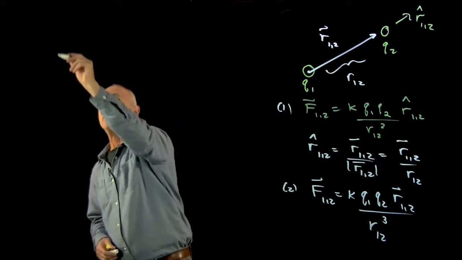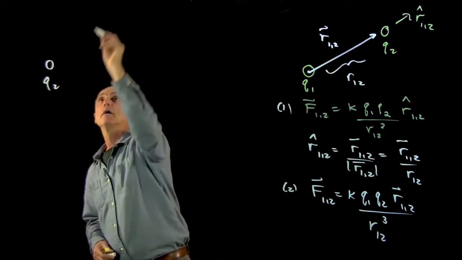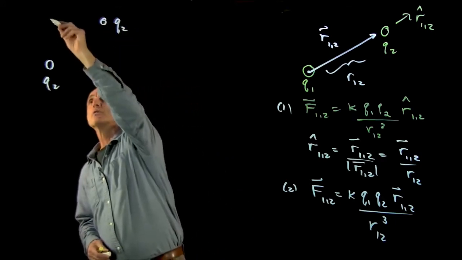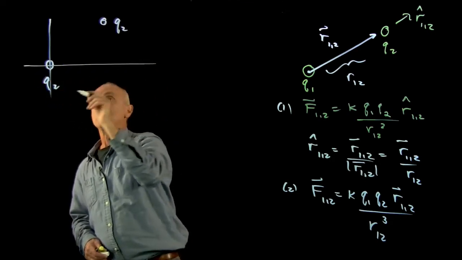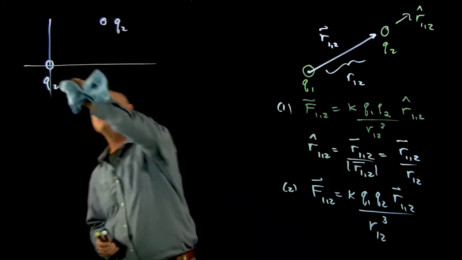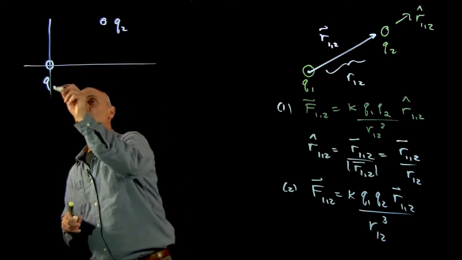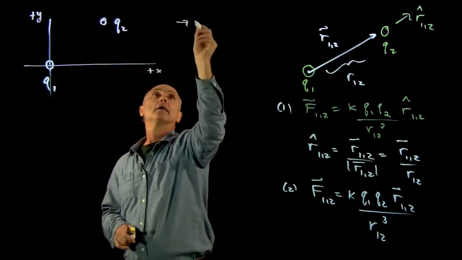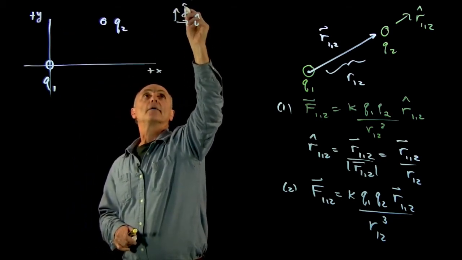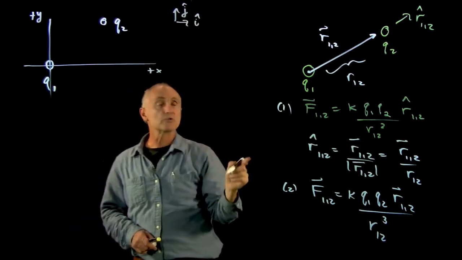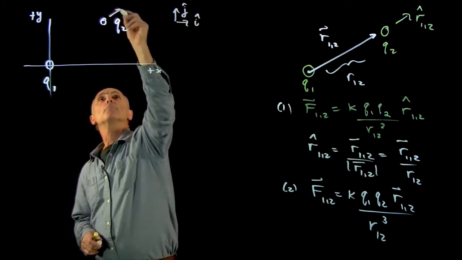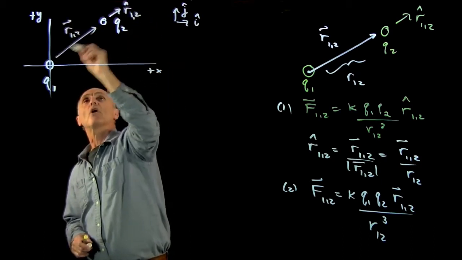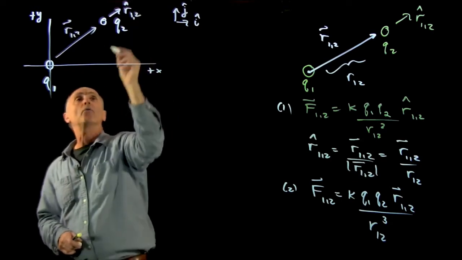So let's look at this same problem. First, we have Q1 and Q2, so we have two charges. And now let's choose a coordinate system. This is Q1, and we're going to place Q1 at our origin. This will be plus x, plus y, I hat, j hat. And what we'd like to do is express this force in terms of our coordinate system. We have these two vectors, r1,2 and r hat 1,2.